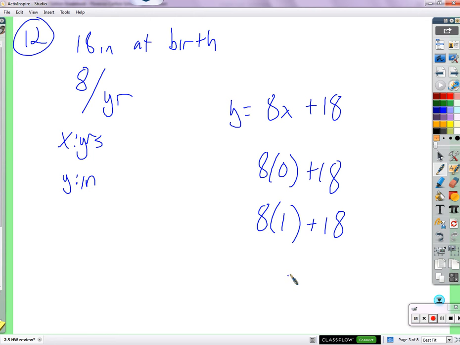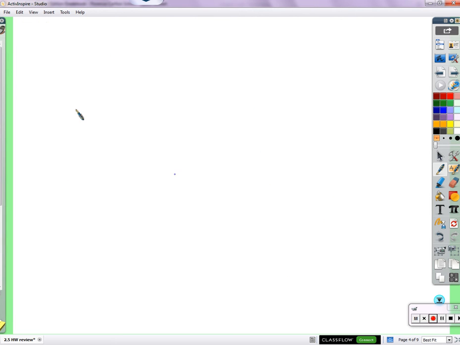After 2 years, it should be 8 inches longer and 8 inches longer than that, right? 8 inches and another 8 inches. That's 8 times 2 plus 18. This has got to be the equation that tells us how long this snake is after x years. You just add the 16 on the 18. It's almost doubled in size in 2 years. Okay, and number 13.